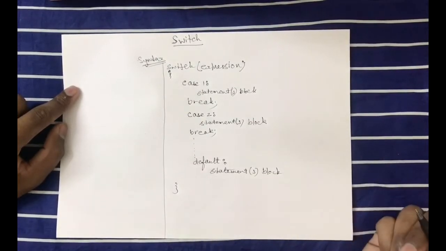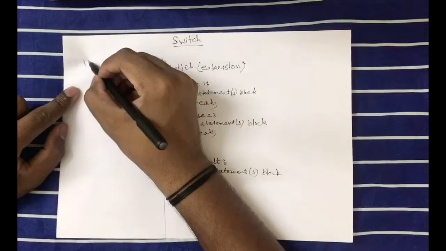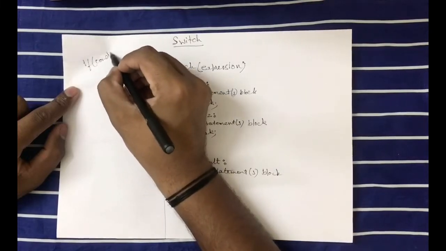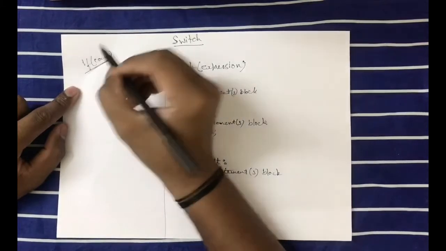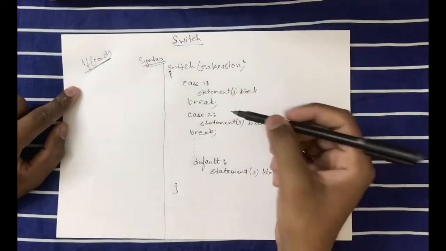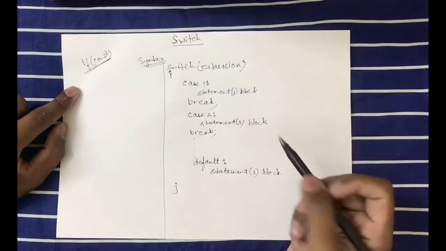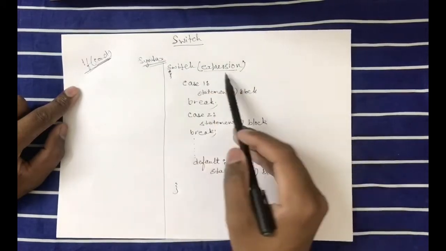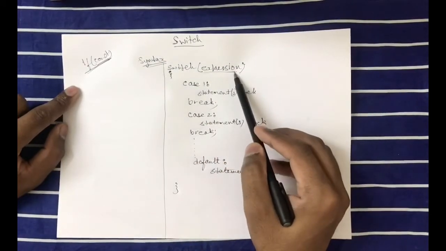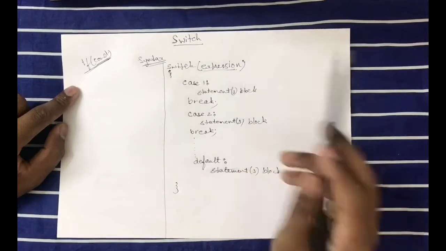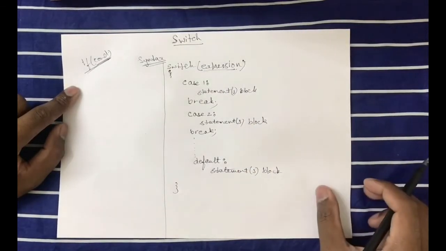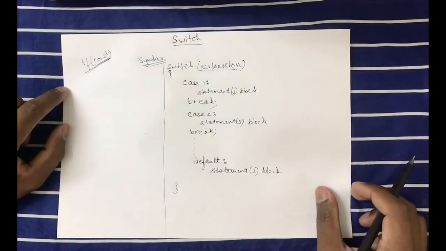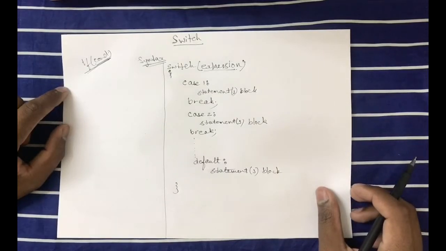What's the difference between if and switch? Like in if we were giving a condition over here, but now we are just giving an expression over here. Here it was a condition, now we are passing the expression. That means we are just going to pass the variable over here. So we'll jump to the example of this switch so that it helps us to understand it better.